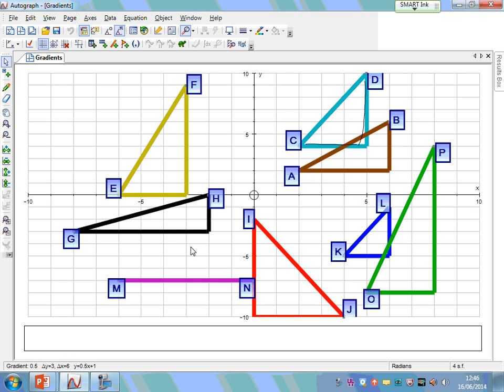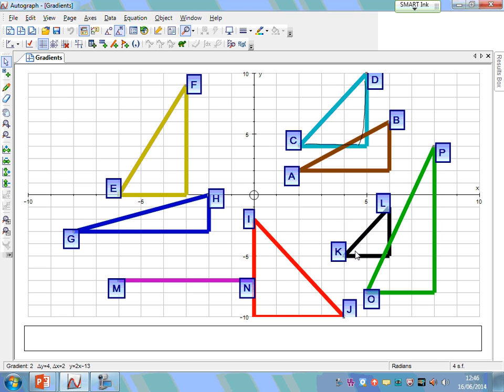G to H isn't as steep. G to H has only gone up 3. It's gone along 6. So 3 divided by 6. This one's got a gradient of a half. I to J. Well, the big difference of this one here is it's going downwards. And so it's gone down 8 and along 4. This one's got a gradient of -2.